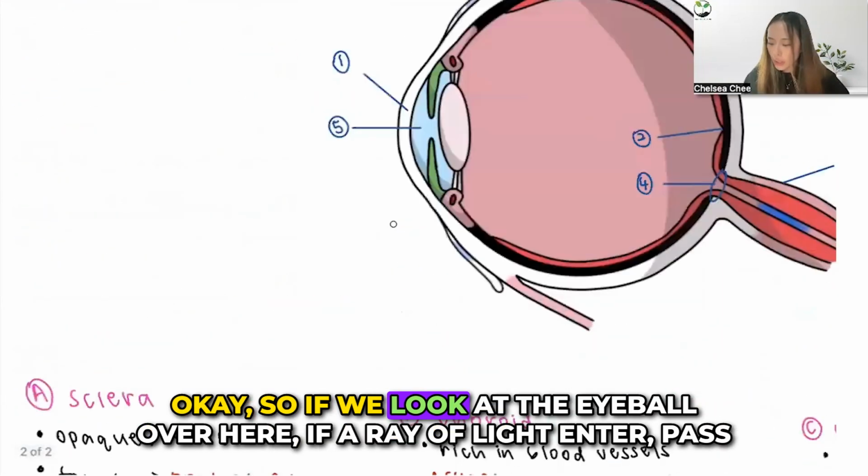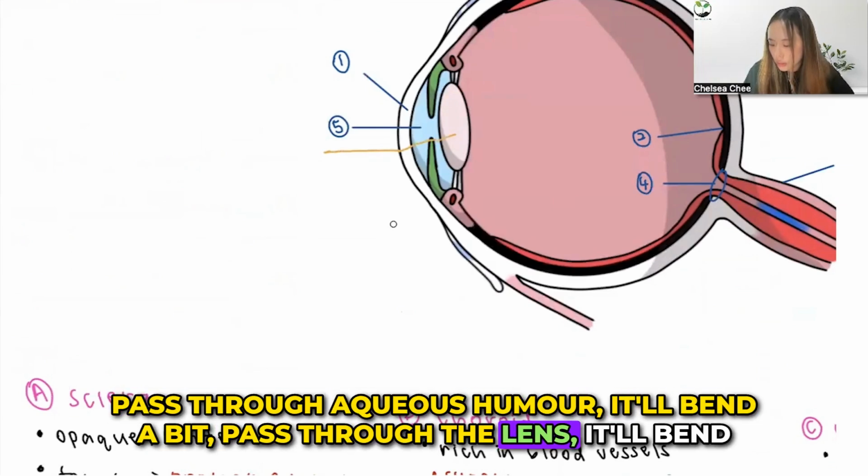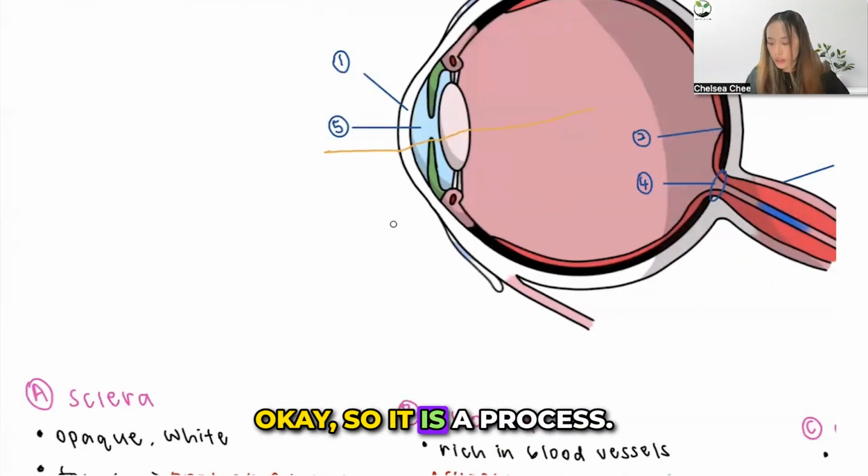So if we look at the eyeball over here, if a ray of light enters, passes through the cornea, it will bend a bit. Pass through the aqueous humor, it will bend a bit. Pass through the lens, it will bend a bit. And then when it goes into the vitreous humor, it will bend a bit as well. So it is a process.